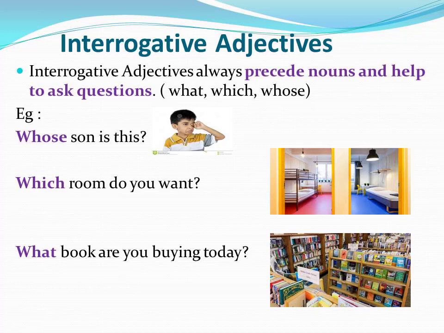And the last question, what book are you buying today? You and your friend are going to a bookshop. There, your friend asks a question, what book are you buying today? In this question, what is preceding the noun book. That's why it is called interrogative adjectives. Now you can clearly understand what is interrogative adjective. Let's get into the next one, distributive adjectives.